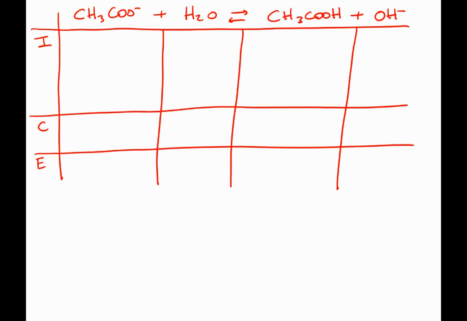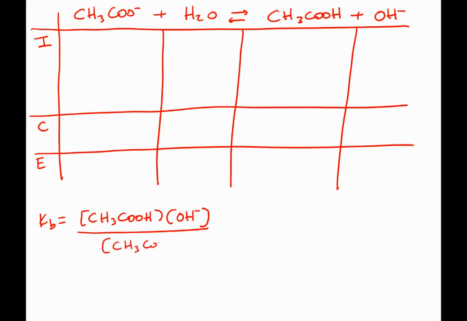All right, so having set up the ice table, I'm now going to write out the Kb expression for this reaction. So Kb is the concentration of the acetic acid times the concentration of hydroxide, that's the number that I'm looking for to help me get the pH of the solution, over the concentration of the acetate ion. Notice in this expression, these are all concentrations, and the units don't all cancel out here, so you have to make sure that you use concentration.